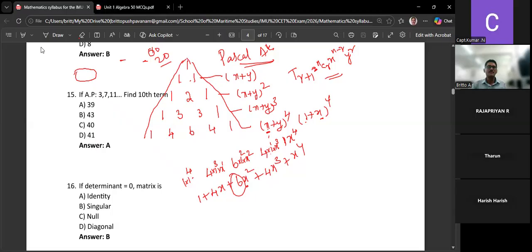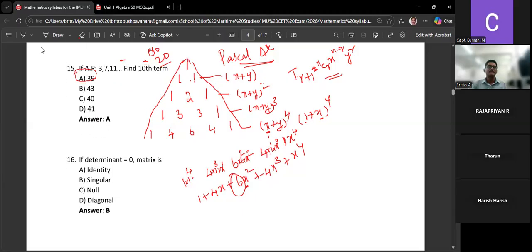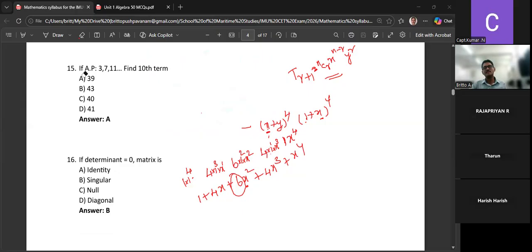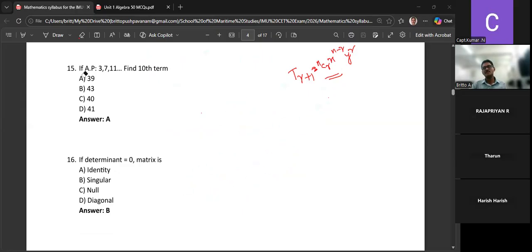Question number 15. Question number 15 is also AP only, arithmetic progression. I told you the arithmetic progression, we solved a problem before. Now this question is also arithmetic progression. It is to find the AP: if the AP is 3, 7, 11, find the 10th term. That means you are asked to find T10. What is the value of T10?